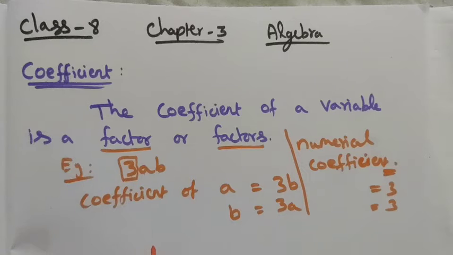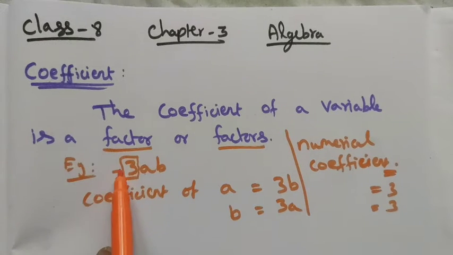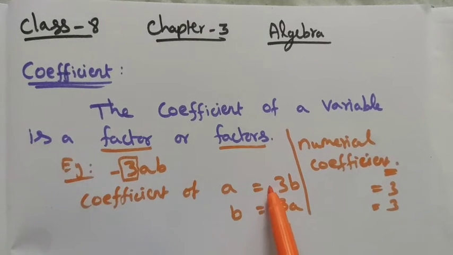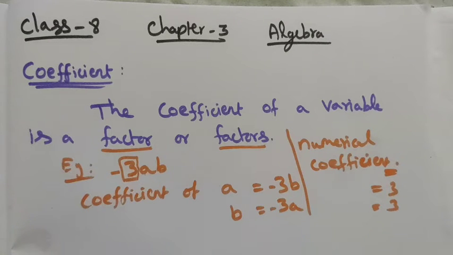Whenever we are taking the coefficient, if we have the minus symbol, we have to take it including the negative symbol. Not only the product of the factors, we have to take the symbols also. Here we have minus, so not only do we take the factors, including the symbol, that is the coefficient.